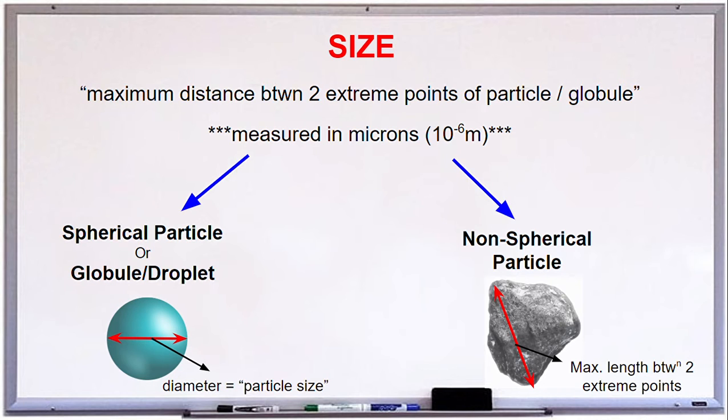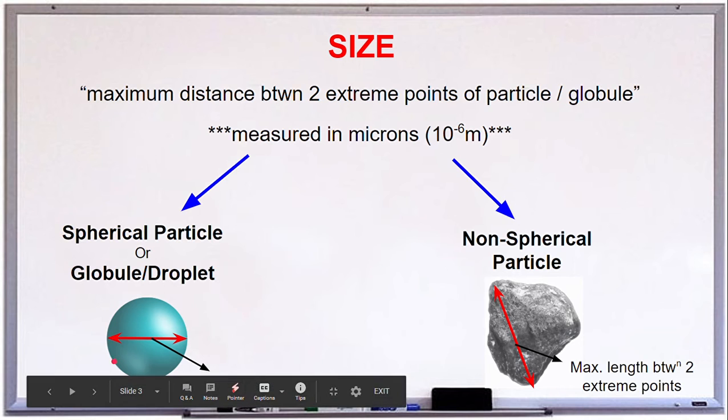Before going into the details of the meaning of size reduction, let's start with the first word, which is size. What is size? Size is the maximum distance between the two extreme points of a particle or globule. As I told you earlier, it is usually measured in terms of microns, that is 10 to the minus 6 meter.